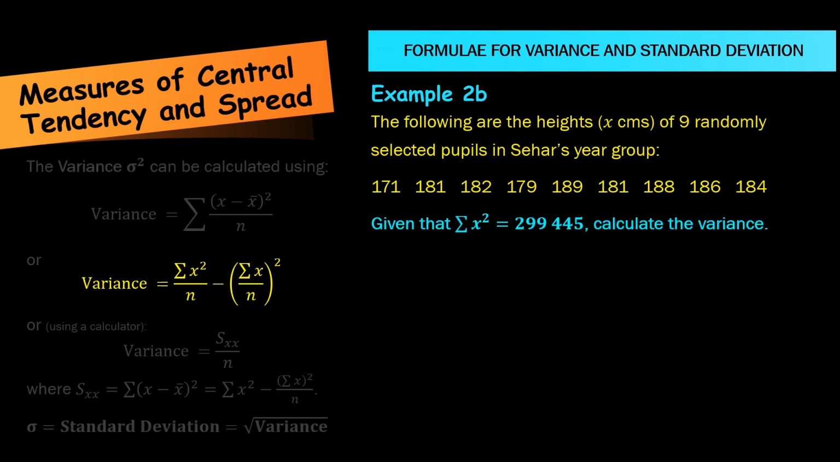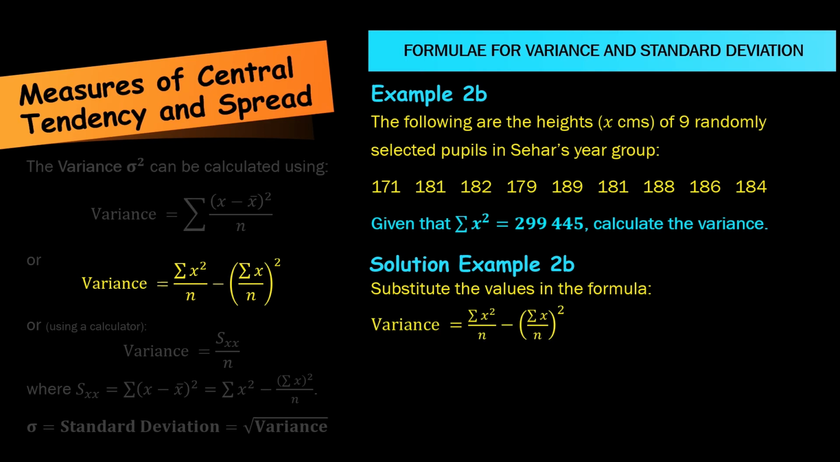And now let's solve part B. Given that sum x squared is equal to 299,445, calculate the variance. So let's solve this. We're going to substitute the values that we have into the formula for variance. And this is the formula for variance we're going to use because we have sum x squared. And of course, notice that x bar equals sum x over n, and we have the mean from part A.